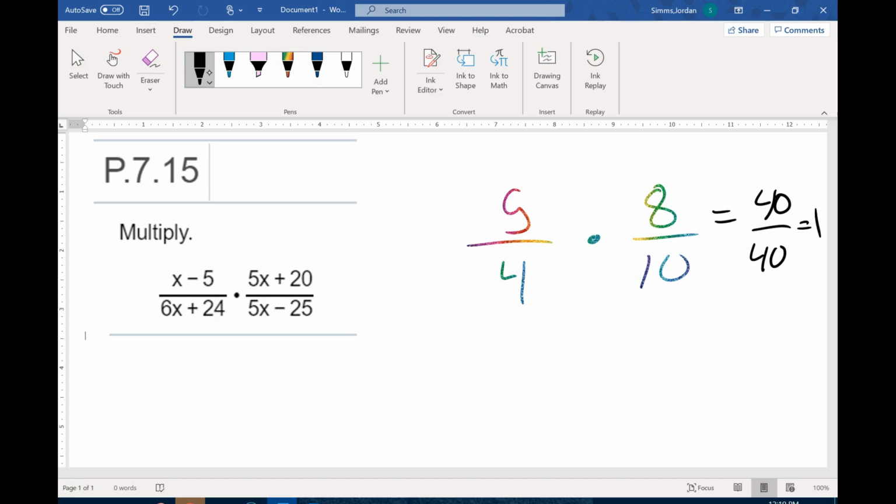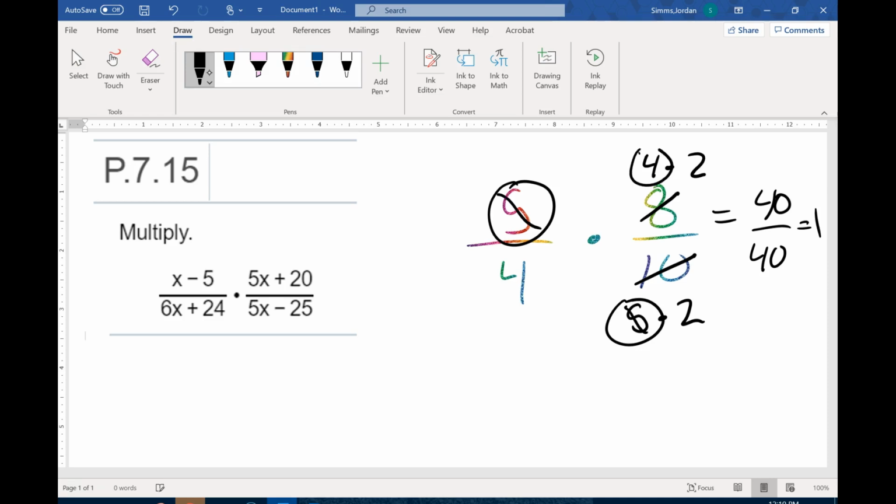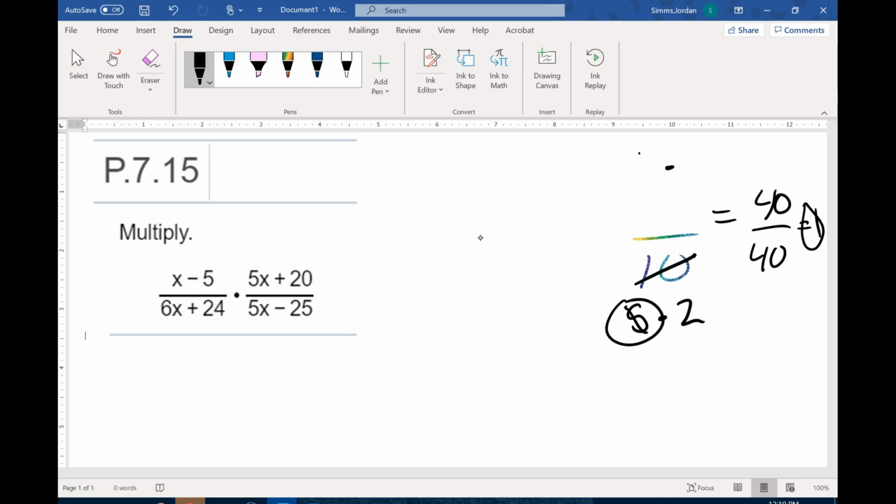But another way to do it is we could also kind of factor out this stuff. So I could call 10 5 times 2, and I could call 8 4 times 2. And then because I have a 5 in the numerator and a 5 in the denominator, they will divide out or cancel, right? It just equals 1, and we don't have to write the 1. Same with the 4's. So really what we're left with is 2 over 2, which still equals 1. We're going to do that play here with all of this crazy fractional business with x's and all that stuff. So let's do that first.